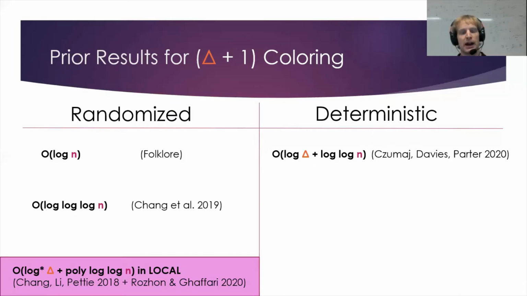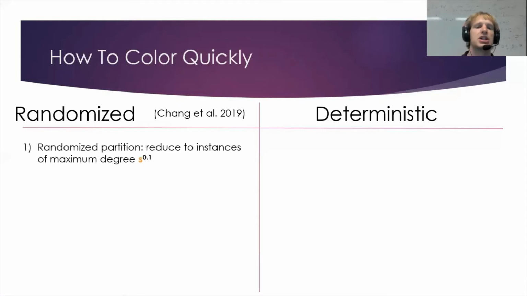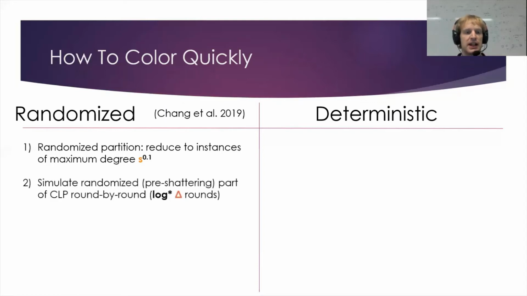Okay, so I'll talk more about how the randomized algorithm works and how we could make that deterministic. So there are 4 main steps for the randomized algorithm of Chang et al. The first is a randomized partitioning procedure that takes the input graph and divides it into a collection of instances, each of which has much smaller maximum degree, polynomially smaller, in fact, than the space bound on each machine. And if you can solve all of these instances, then you can solve the whole thing actually in no asymptotically longer time. And the reason this is useful is that if you reduce your degree below the space bound, you now can store neighborhoods, and in fact, neighborhoods even of larger radius on single machines. And that allows you to simulate this randomized part of the Chang-Li-Petty algorithm, essentially round by round.